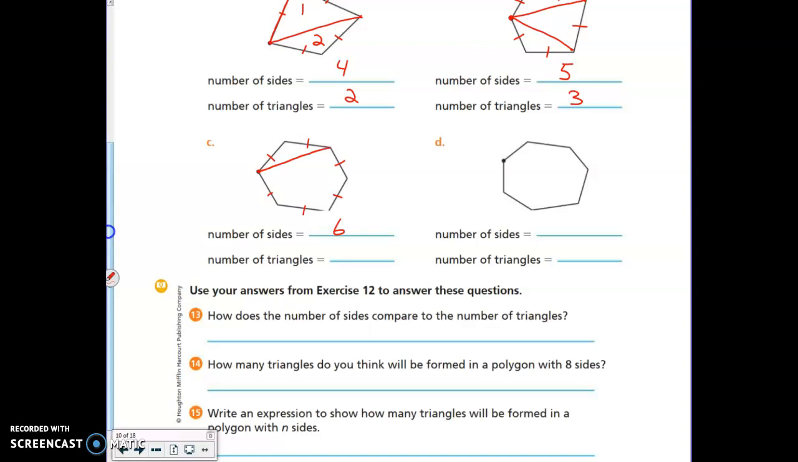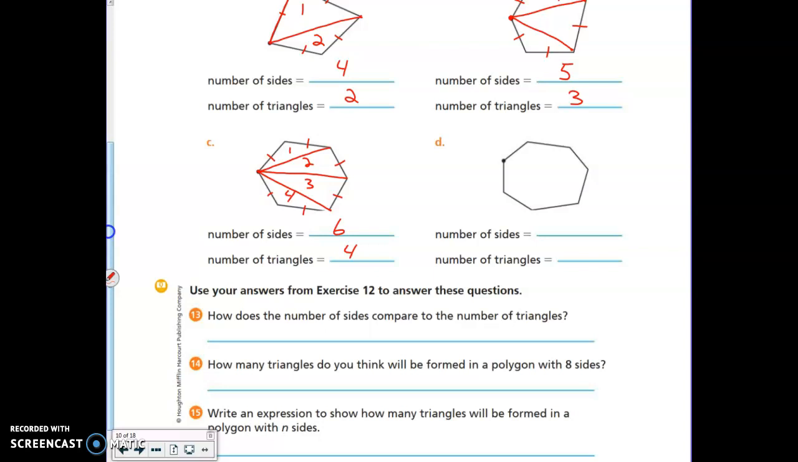To that corner would be 1, to that corner would be 2, and to that corner would be 3 lines. Now, how many triangles have I created in that situation? There's 1 triangle, there's 2 triangles, 3 triangles, and 4 triangles in that hexagon. So again, hopefully now three of our problems into this, you should start establishing and recognizing these patterns.